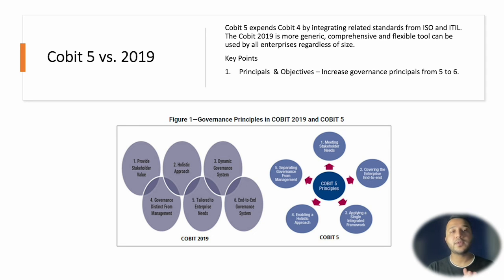One of the key principle changes in Cobit 5 versus Cobit 2019 is that the 5 principles have been expanded to 6 now. So now there is one more, which is tailored to enterprise needs. This is one additional governance principle which has been incorporated in 2019.